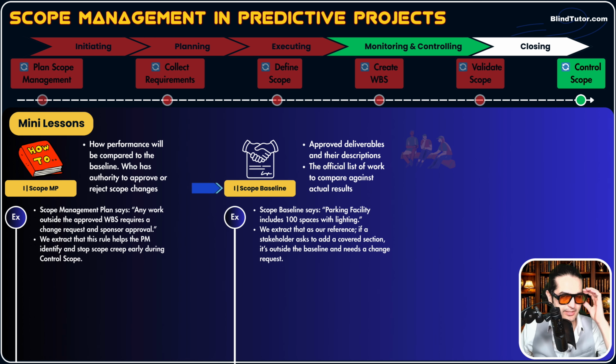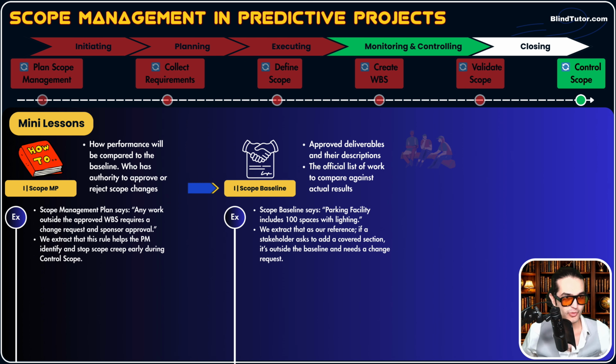For example, scope baseline says parking facility includes 100 spaces with lightings. Okay, now we extract this as our reference. It is in our baseline. So we as a team need to deliver 100 parking spaces with lightings, nothing more. Now if a stakeholder asks to add, for example, a covered section to a parking facility, it's outside the baseline.